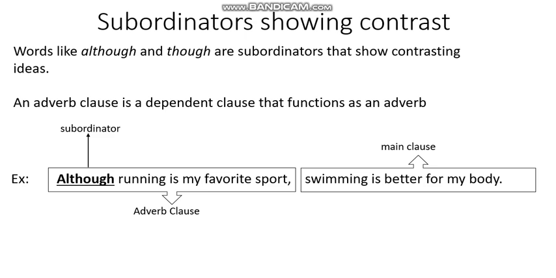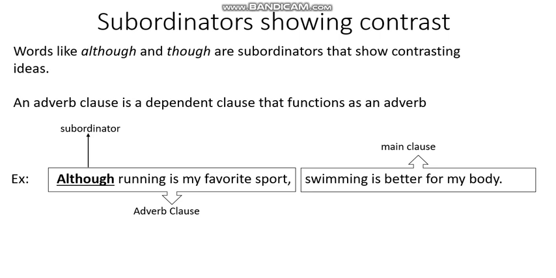So let's look at subordinators showing contrast. Words like although and though are subordinators that show contrast. In this example below, "Although running is my favorite sport, swimming is better for my body," we have two different ideas. Running is my favorite sport, but swimming is much better for my body. Okay? So the adverb clause is just a dependent clause that functions as an adverb.